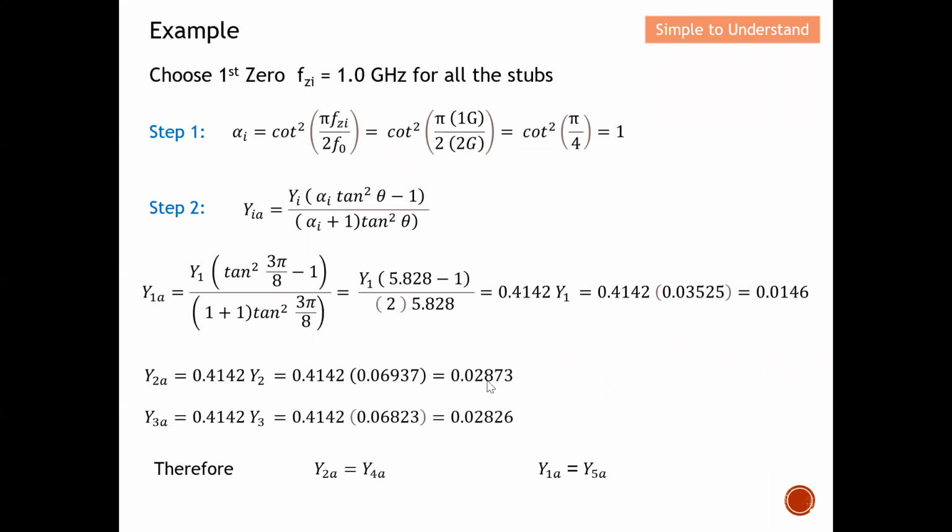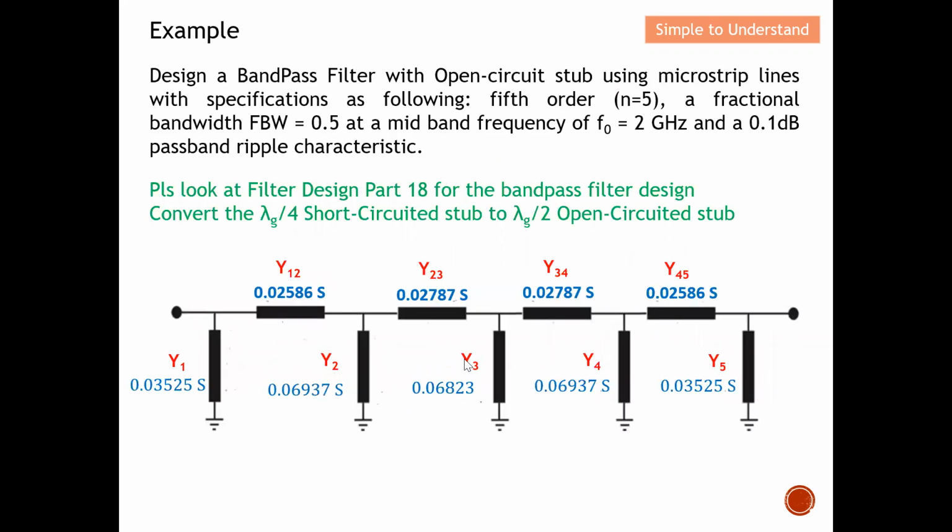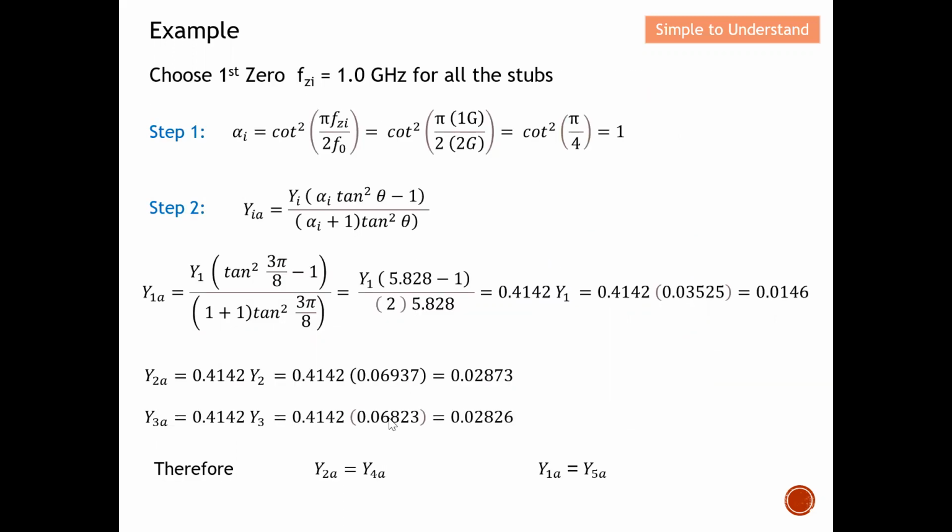0.02873. Next, for Y3A, the calculation is exactly the same as Y2A, except this will be Y3, and Y3 is equal to 0.06823. If not, you can see here, this is the result from the Part 18 series discussion. From here, I have another value for Y3A, or the upper section of the open circuit stub, which is 0.02826. Remember, this is all admittance.